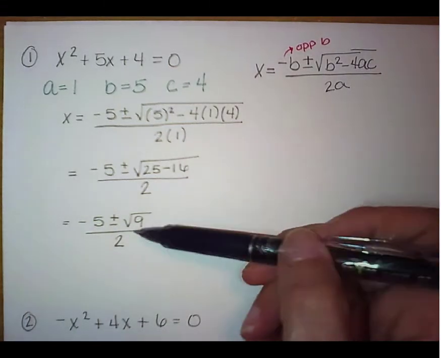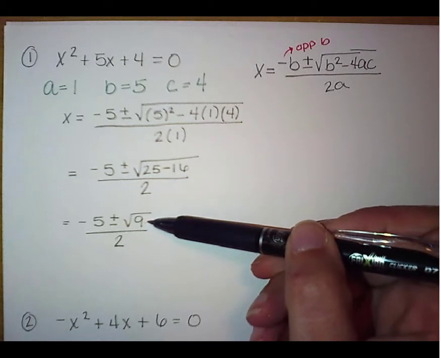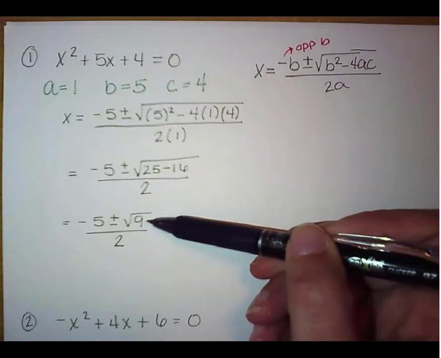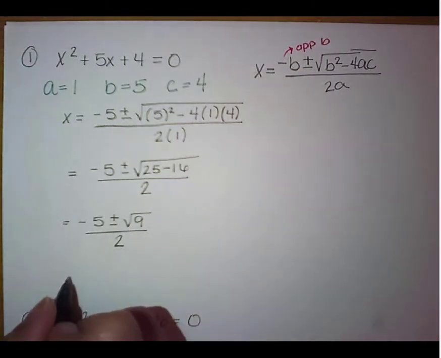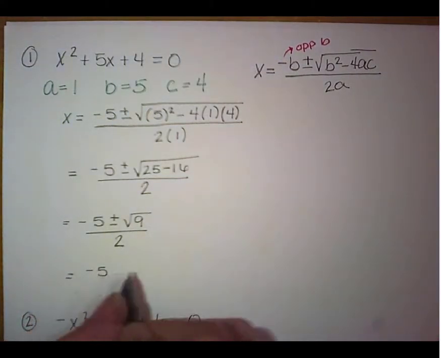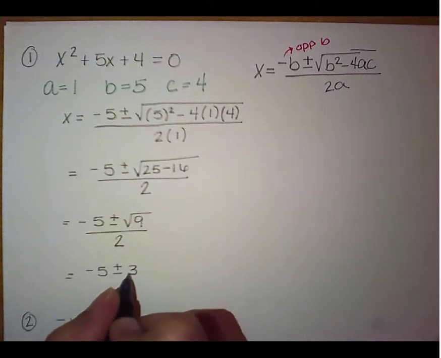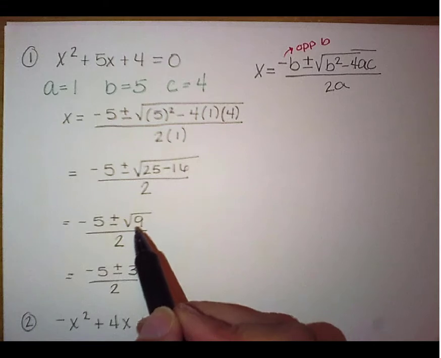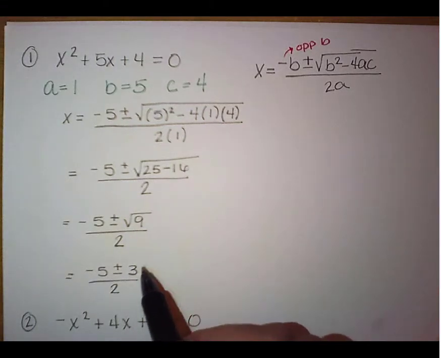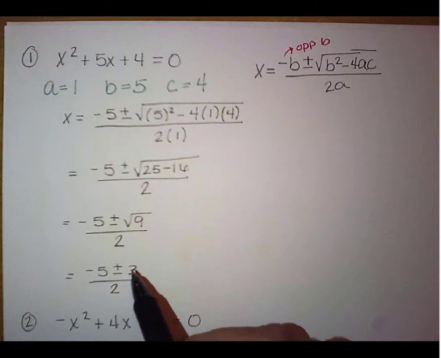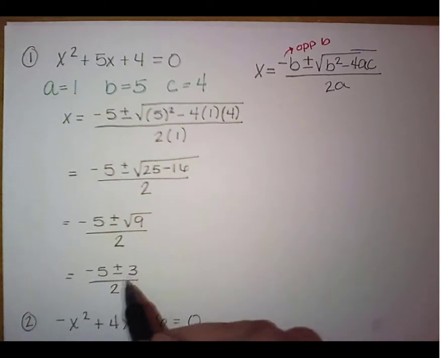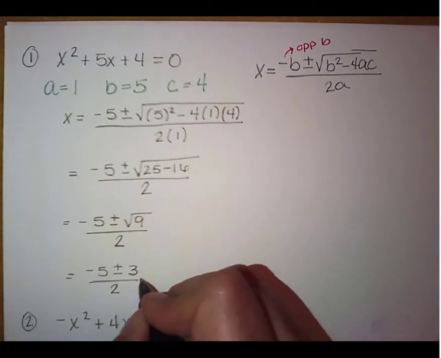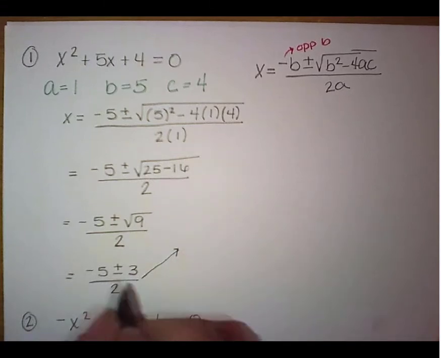Now hopefully from what we just talked about, you'll recognize that 9 as a perfect square, so we can actually take the square root of that. And that is going to end up being negative 5 plus or minus 3 over 2. Now remember, when you take the square root of 9 and you say the answer is 3, notice I did not write the square root of 3. The square root of 9 is just the number 3. Okay, now because we were able to take the square root of that, we need to go ahead and break this into two problems because of that plus or minus right there.